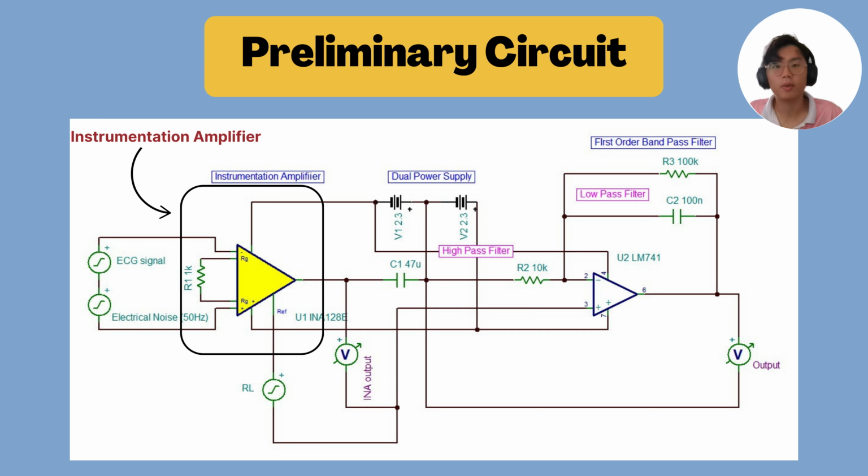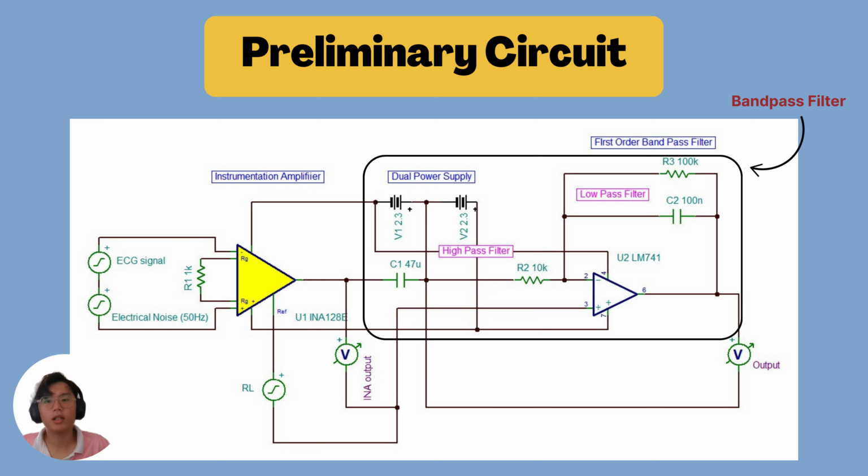First, I will talk about the instrumentation amplifier. The amplifier that we use for the instrumentation amplifier is INA128E. The function of the instrumentation amplifier is to amplify the weak ECG signal, which is typically in the range of millivolts or microvolts. It also rejects the common mode noise such as 50 Hz noise from the electrical power source. Besides, the instrumentation amplifier INA128E has high input impedance that allows the ECG signal to remain intact for amplification and processing.